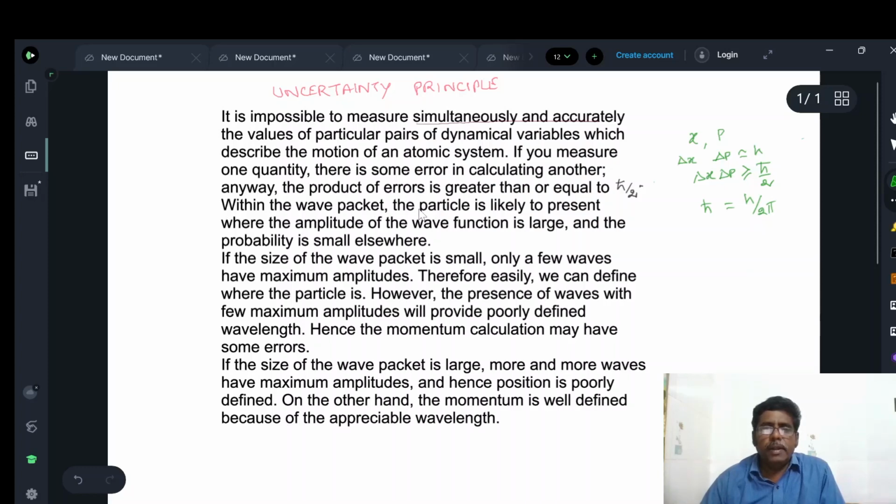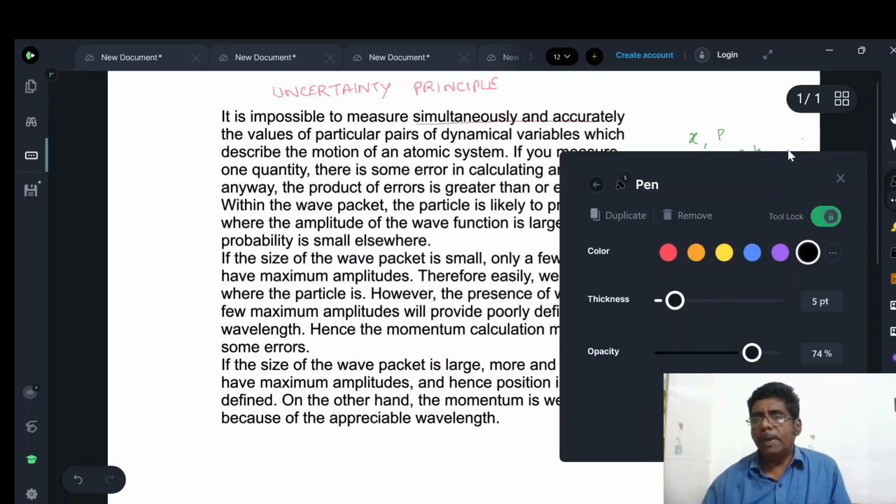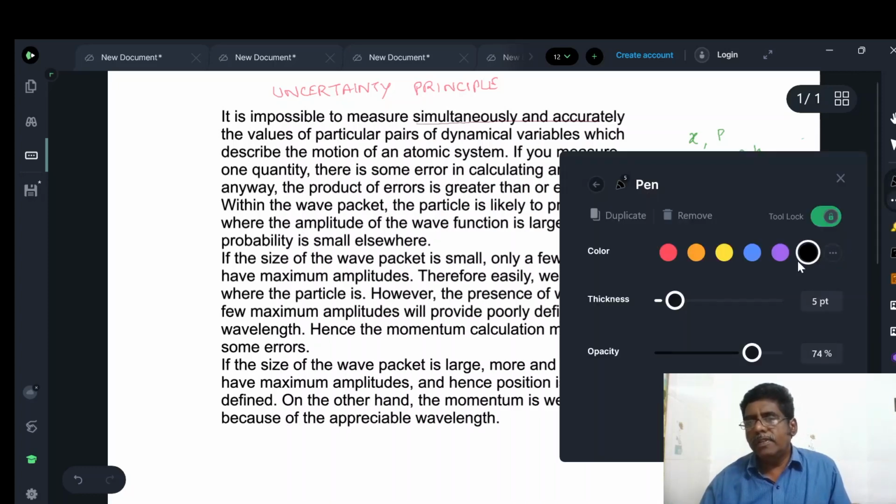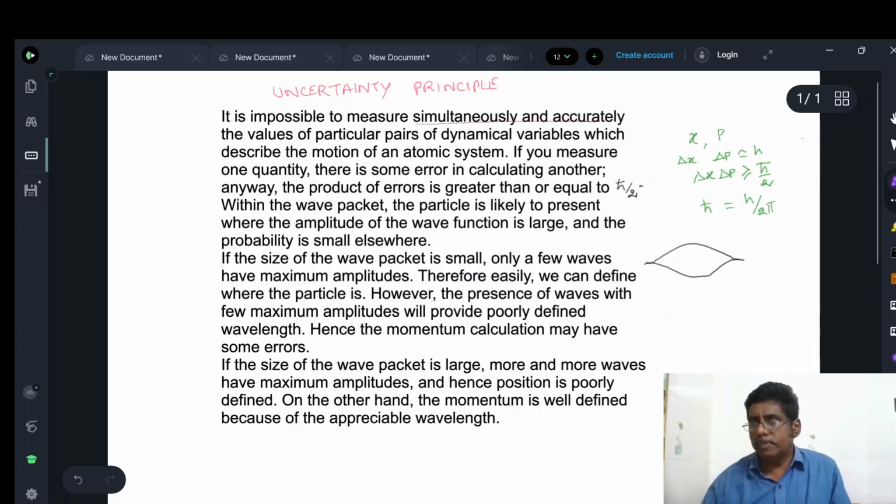Within the wave packet, the particle is likely to be present where the amplitude of the wave function is large, and the probability is small elsewhere. First of all, we should understand this statement. For that, we should draw a wave packet. A wave packet is an envelope which contains a number of waves. Say this is a wave packet.